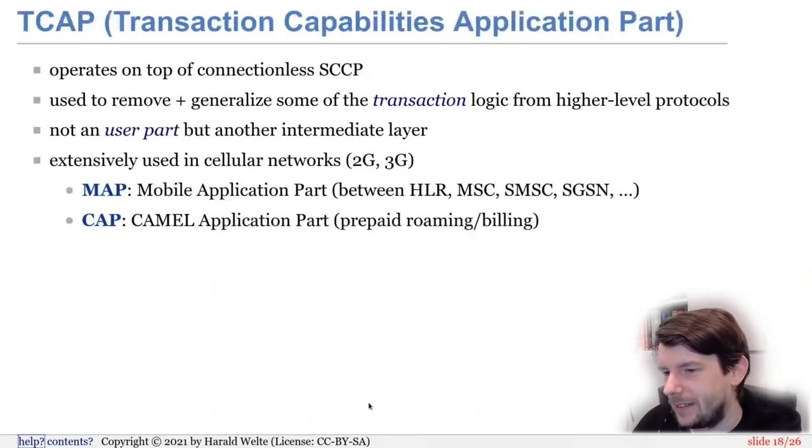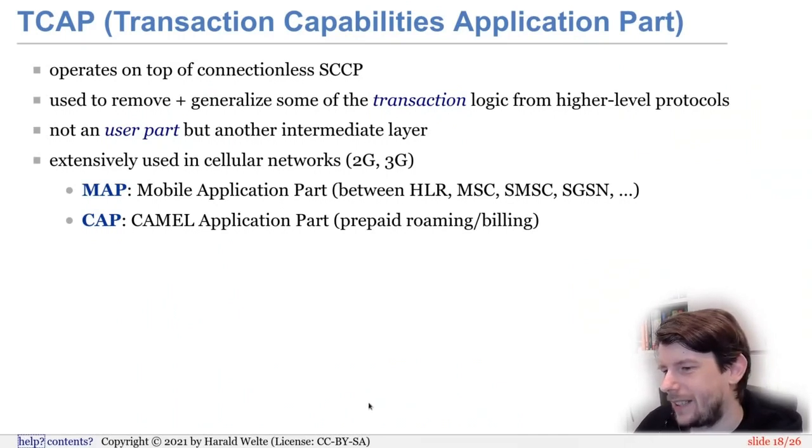Another protocol within SS7 is again on top of SCCP now. So we have MTP1, MTP2, MTP3, SCCP, and now on top TCAP, the transaction capabilities application part, which is also a really odd thing to get your head around because it's not a protocol in itself, like you would know it or like you would recognize it, but it's some kind of concept to generalize out some of the transaction logic from higher level protocols.